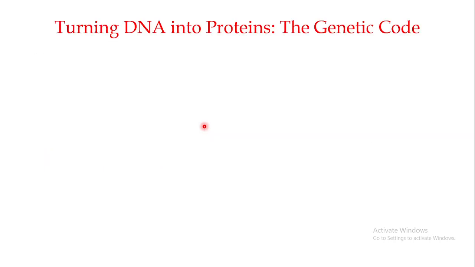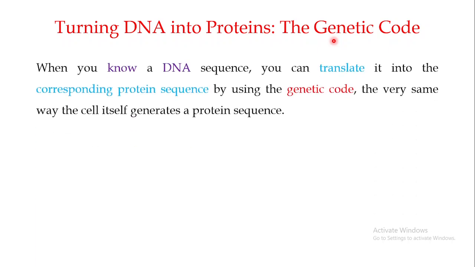Now how are you going to turn this DNA into protein? For that, you have to use the table of the genetic code. We will discuss that in detail in the next video. But what you can actually do is that if you know the sequence of a DNA, you can translate it into the corresponding protein sequence by using the famous genetic code table. The very same way the cell itself generates a protein sequence.